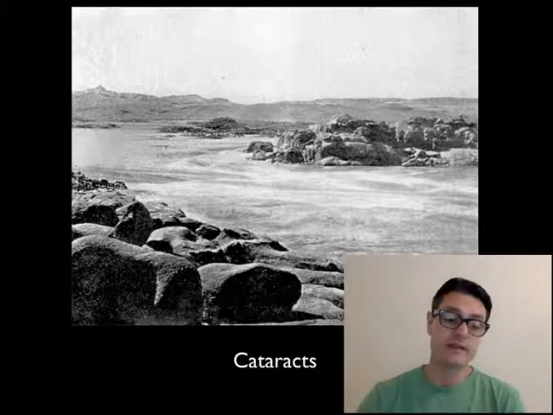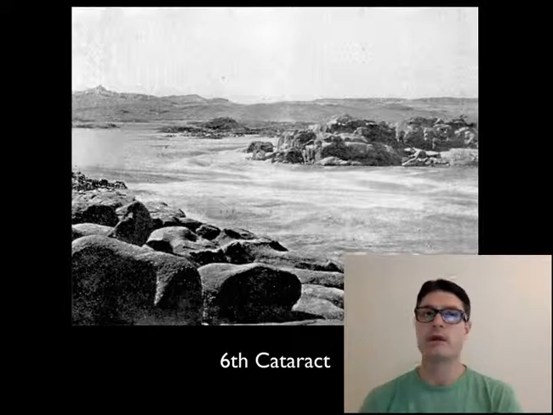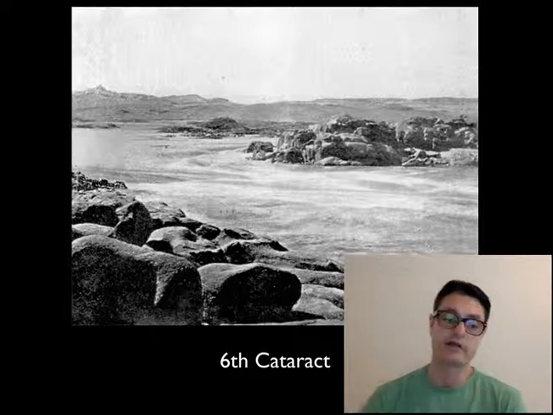because they were just too hard to navigate. This is an image of the 6th cataract, but in the time period that we're looking at, the Egyptian empire in the New Kingdom pretty much ended at the 1st cataract, because it was too hard to maintain any kind of power or control beyond that. You couldn't traverse that easily in a ship, which just meant it was too hard to get a number of ships across there and control that area effectively.